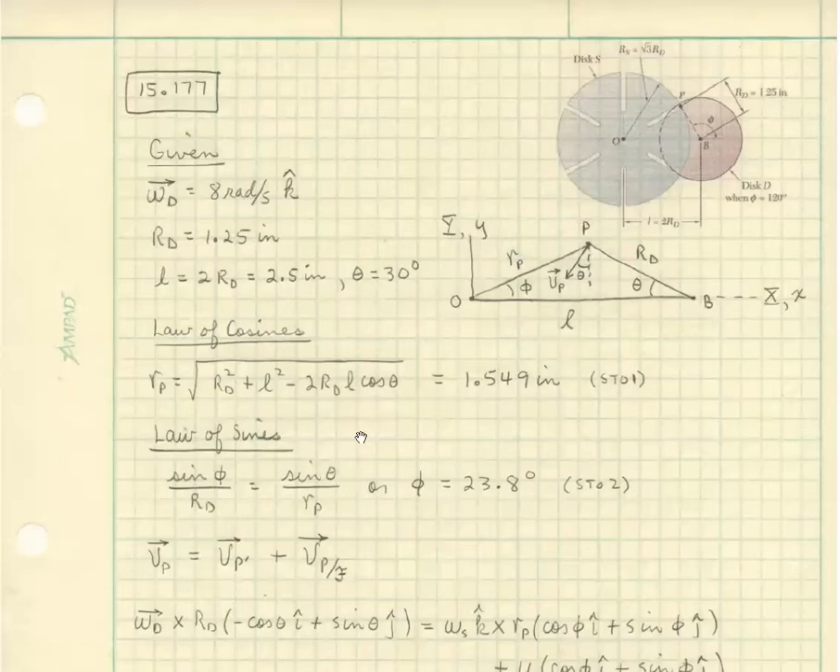I'm going to store that in 1. We're going to use the law of sines to find out what this angle phi is, and when you do that, you'll end up with phi equal to 23.8 degrees. I'm going to store that in 2.